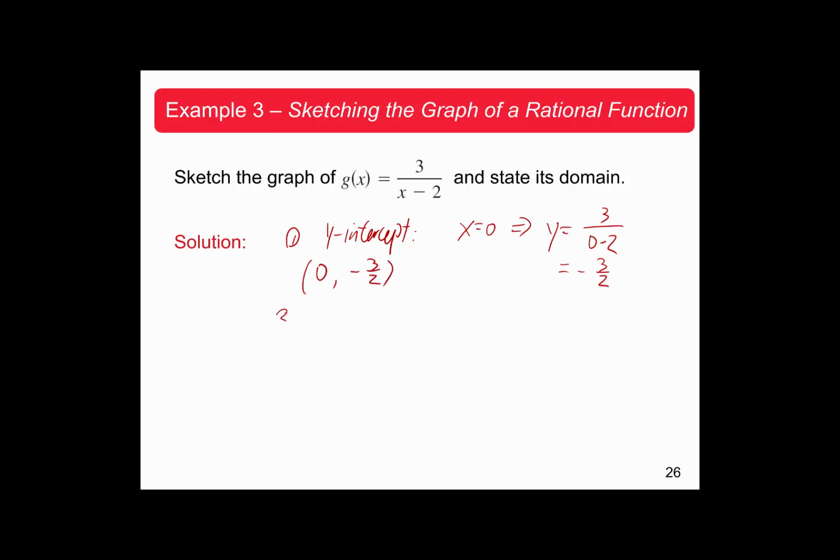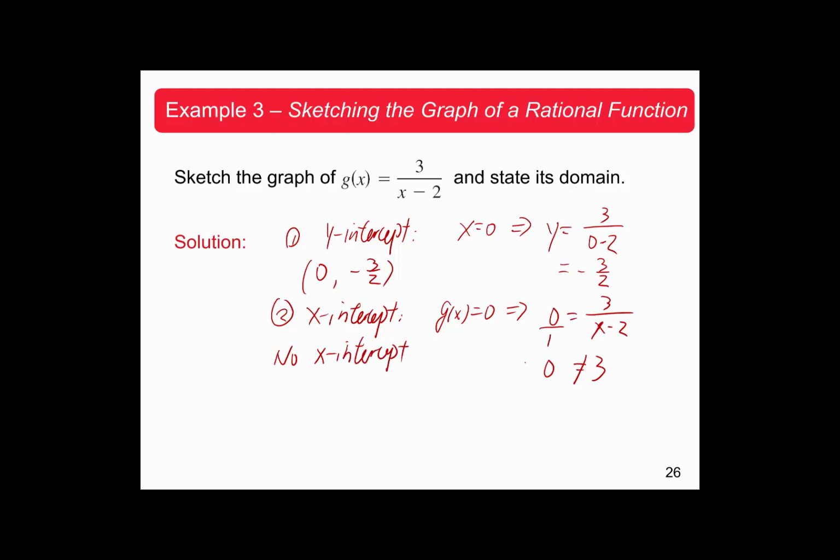Okay. And do we have an x-intercept? Let's see. It is setting y equal to 0, meaning setting g of x equal to 0, same thing as y equal to 0. So 0 equals 3 over x minus 2. If you turn it into a proportion, cross multiplying, you get 0 equals 3. That's never going to happen. That means we do not have an x-intercept here. So the graph of the function doesn't meet the x-axis.